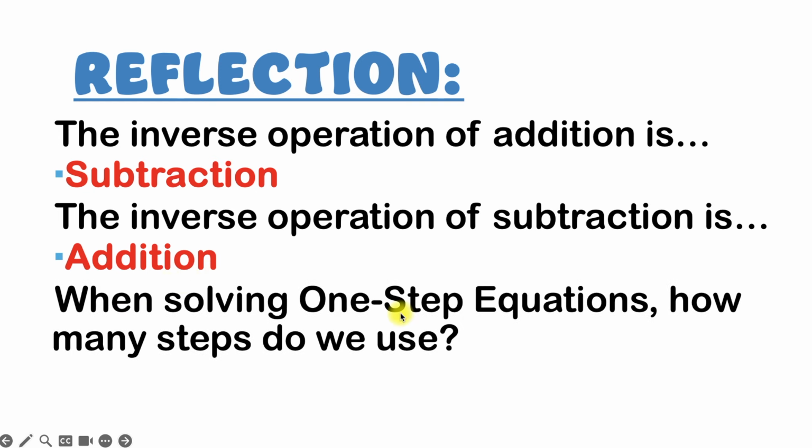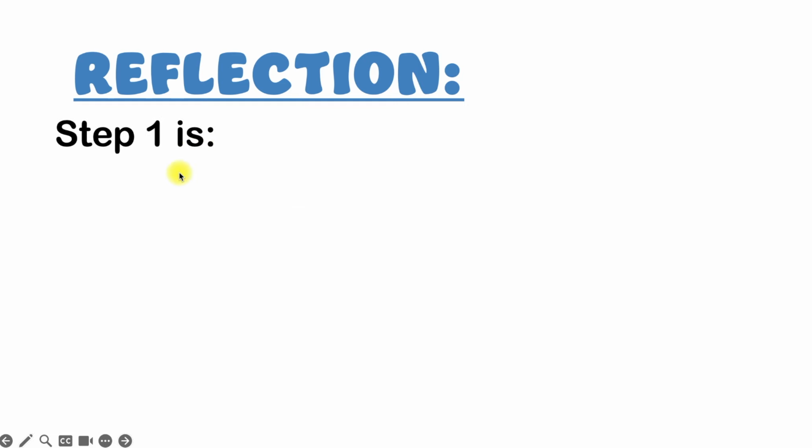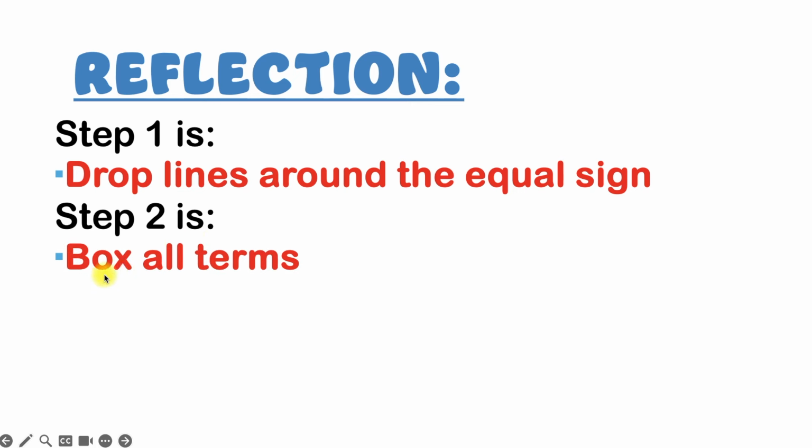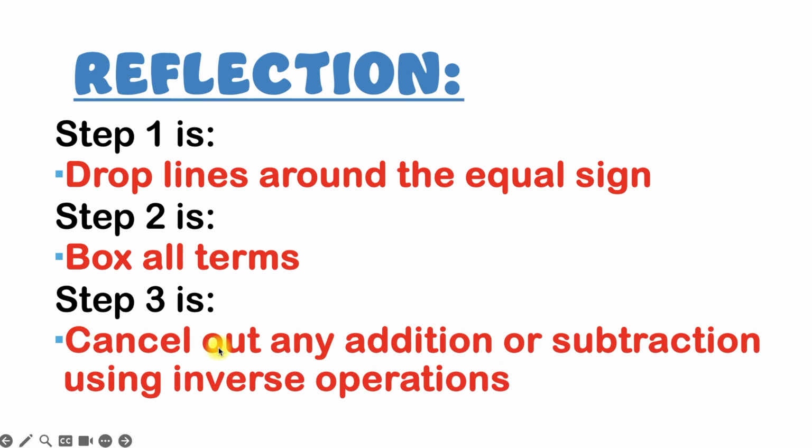When solving one-step equations, how many steps do we use? We use 3. Step 1 is to drop lines around the equal sign. Step 2 is to box all terms. And step 3 is to cancel out any addition or subtraction using inverse operations.